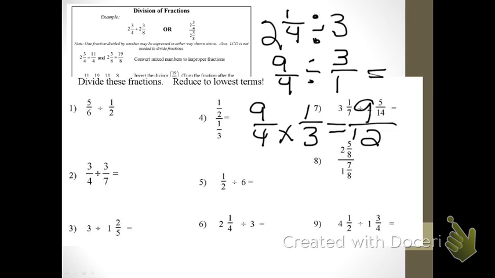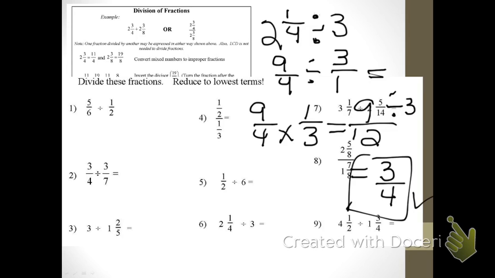9/12 is not in lowest terms because we do have a common factor of 3 again, so we can divide both by 3, and 9 divided by 3 is 3, and 12 divided by 3 is 4, and once again we have that favorite, 1 less than the denominator, so that is absolutely in lowest terms.